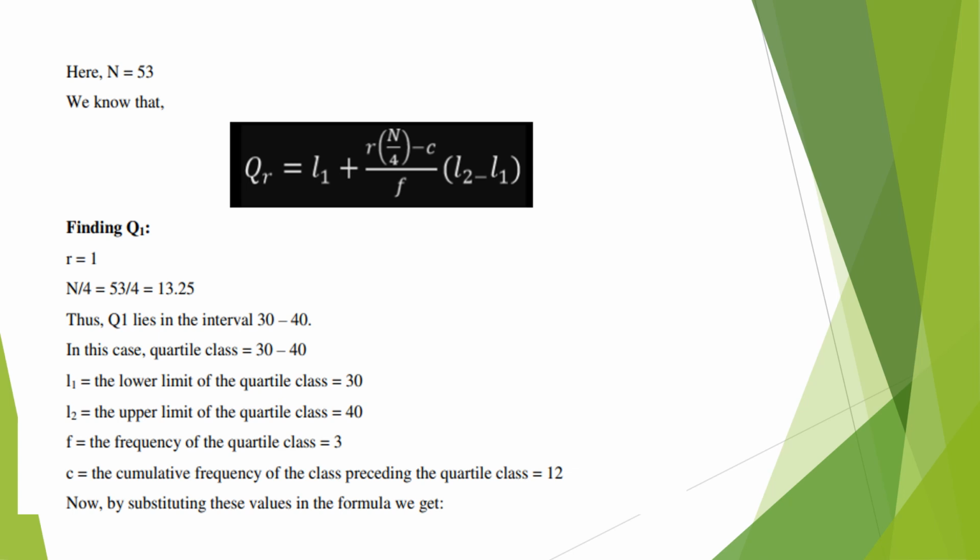Next, it is grouped data, so n is the sum of frequency, which is equal to 53. So we know that Qr is equal to L1 plus (rn/4 minus C) upon F, into H, or we can say H is L2 minus L1.